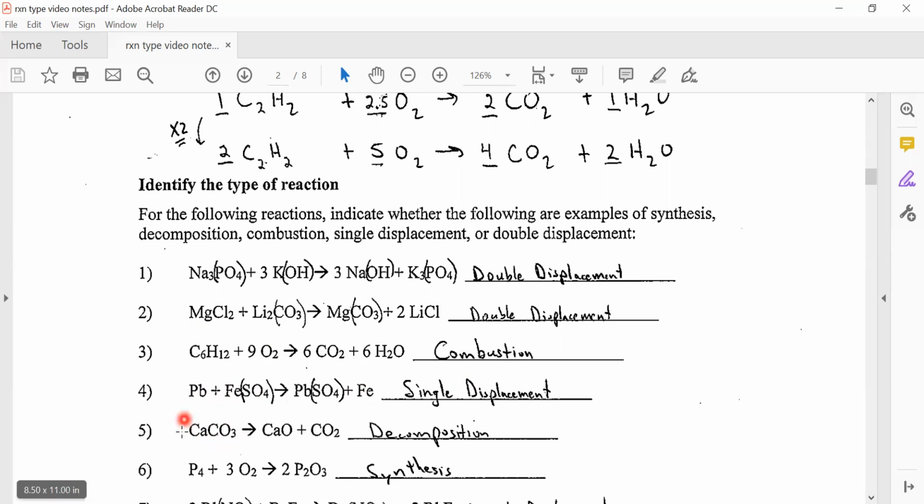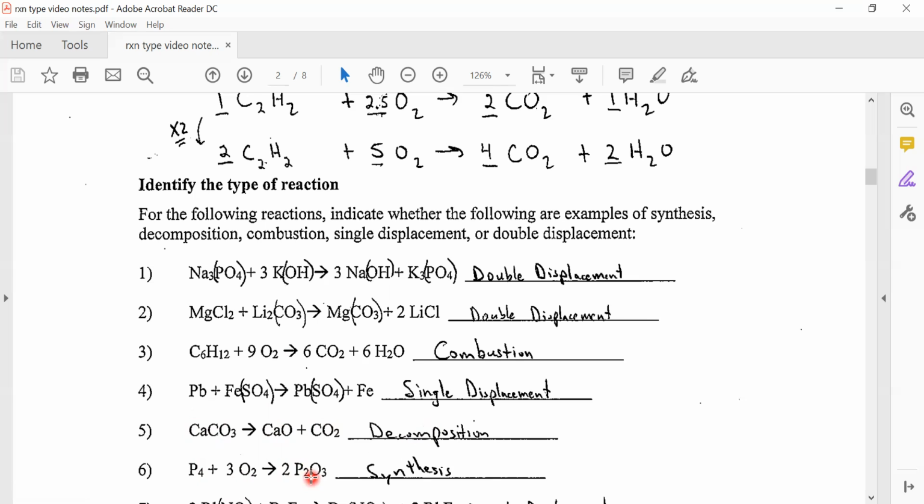Now, what if I'm just given one compound? I'm just given one compound as a reactant. I know it's got to split up. Typically, it splits into its component elements, but not necessarily. This is splitting into two smaller pieces, which are actually compounds, but that would be decomposition. So if you have a single reactant, it's going to be decomposition. If you form a single product, then it's going to be synthesis. And this would be a good example of that right here.